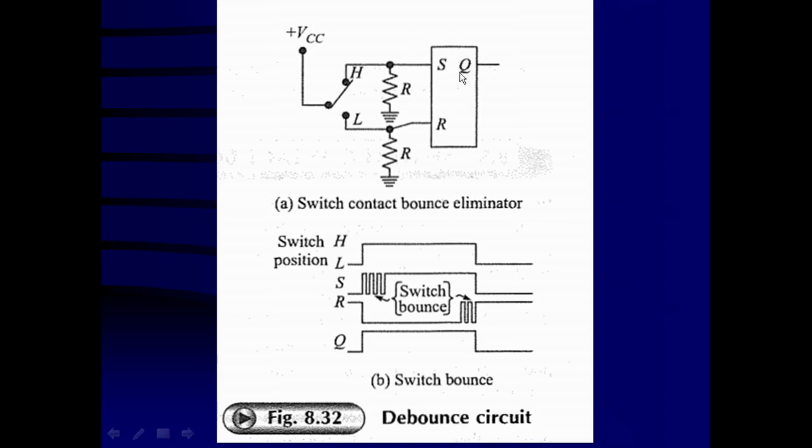Here a basic RS flip-flop is used. The S input is connected through a resistance R to ground, and the R input is also connected through a resistance to ground. And there is a switch here. If the contact arm is in the upper position, high level, then VCC is connected to S, and when the contact arm is in the lower position, that means L, VCC is connected to R, or R becomes 1, we can see that. So when the switch changes position from low to high, what happens?